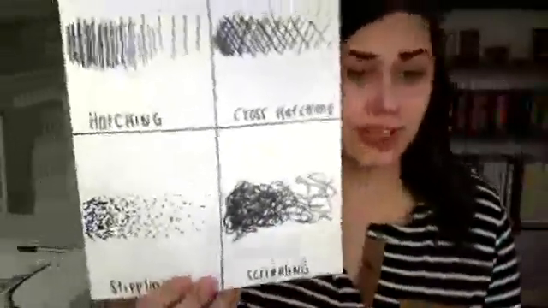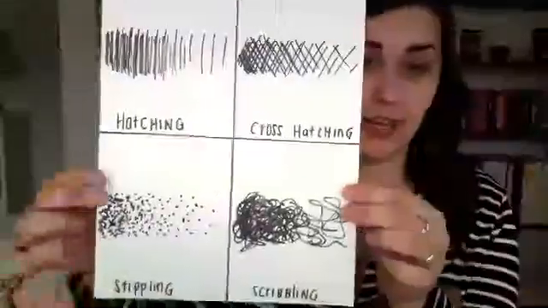So hatching, cross-hatching, stippling, and scribbling. These are the 4 techniques that we can play around with. And like I said, Shel Silverstein used these in his books all the time. A couple of good examples here. Let's take a look.